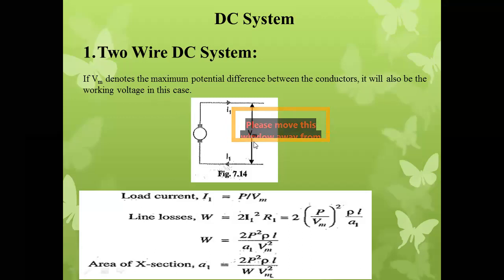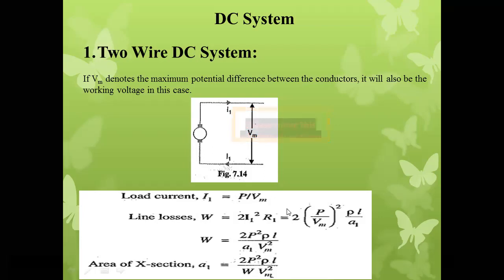Here Vm is the maximum potential difference between the conductors. It will also be the working voltage in this case. In a two wire DC system, the potential difference between these two wires will be Vm, and the load current will be I1. The load current we can easily calculate as P by Vm. Similar to the overhead system, the same formulas apply for the load current, line losses and volume of conductor material required.